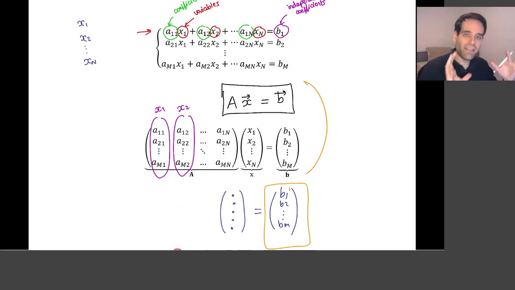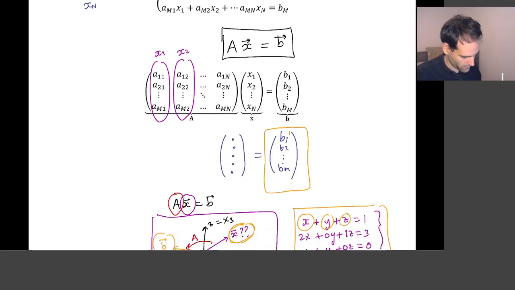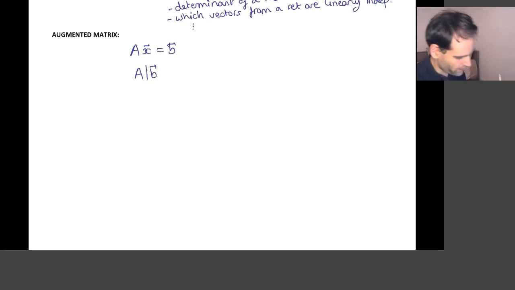Now, the augmented matrix is really simple. You simply get this matrix here, which is matrix A, which has m rows and n columns, and you put it next to this vector B, which has m rows. So they fit nicely into a single array. So this is how an augmented matrix looks. So you start with AX equals B, and you write A next to B. Okay, so how would that look? It would look like this.